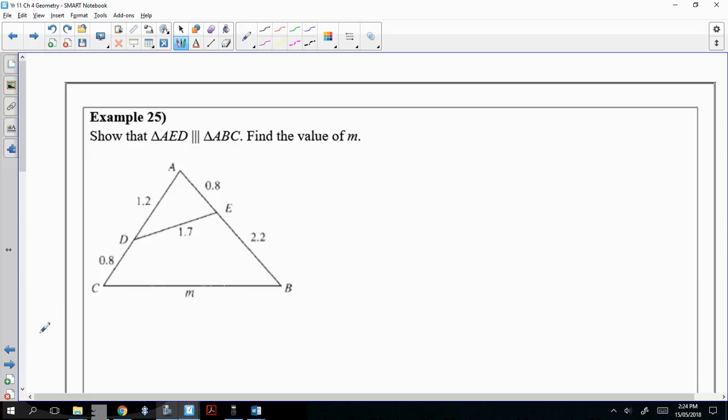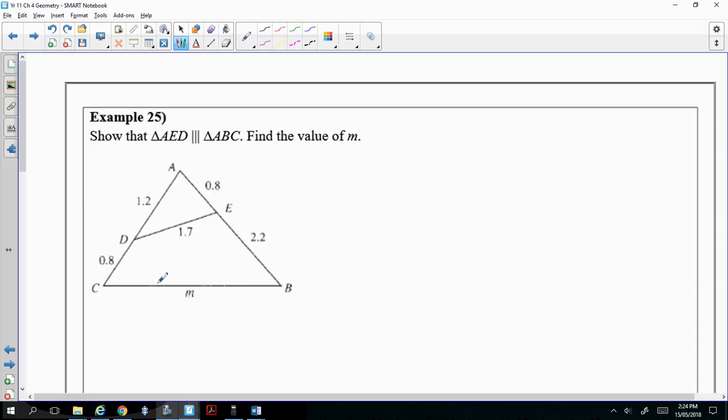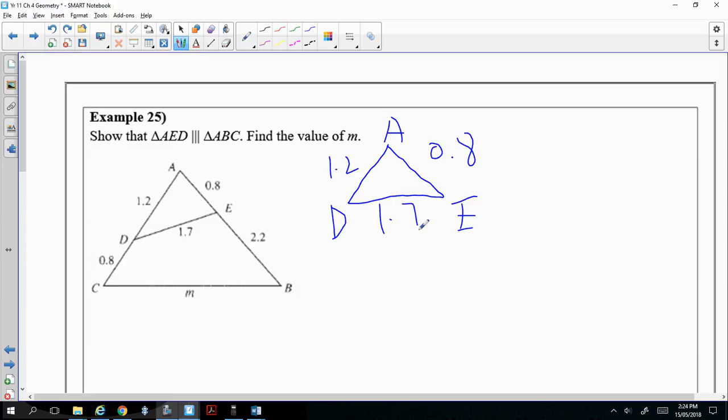Let's draw the first one. D, E, A, 1.2, 0.8, 1.7. And the other one, the big one, M, that will be 2.2, that will be 3, right? If you add 0.8 and 2.2, you get 3. This is 1.2 plus, let me write it in brackets, 1.2 plus 0.8. The other one is 0.8 plus 2.2.